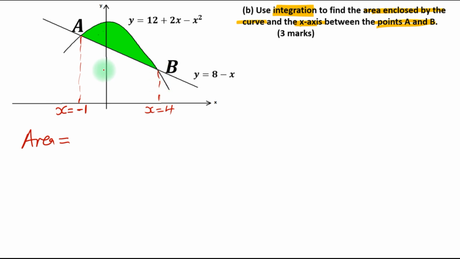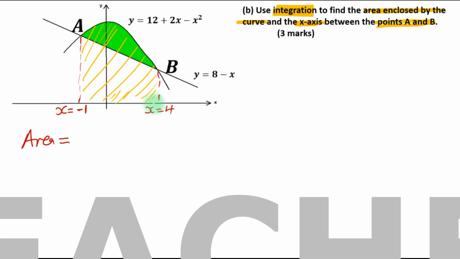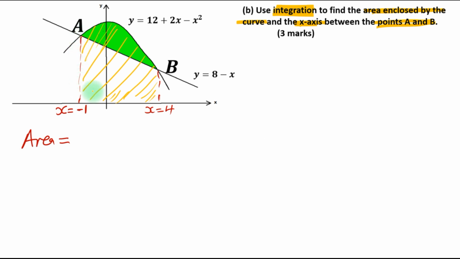So that is it. So we shall be able to get, it's actually all of this, that is the curve, the x-axis, and also the points A and B. So I hope that is very, very clear.